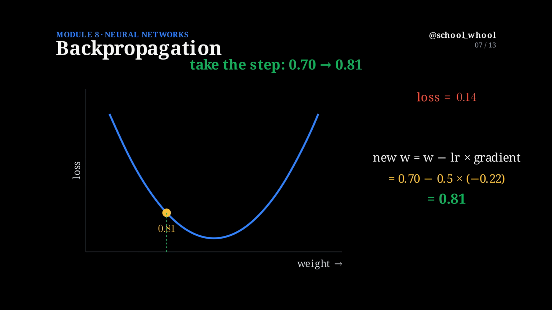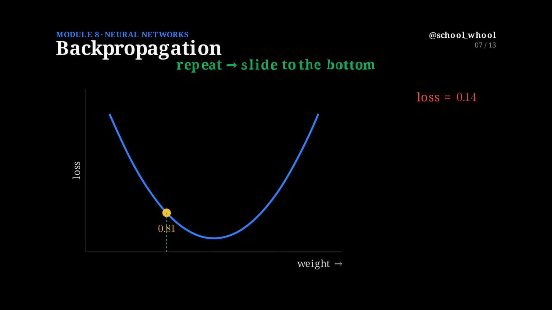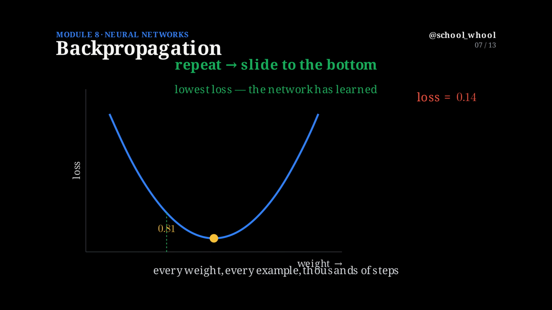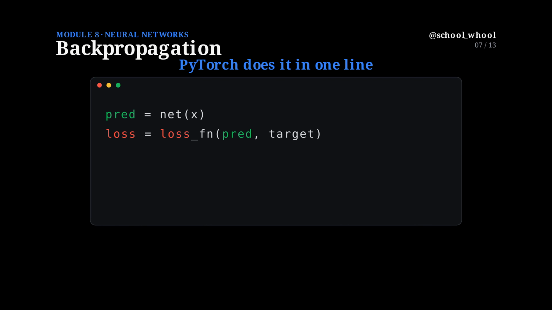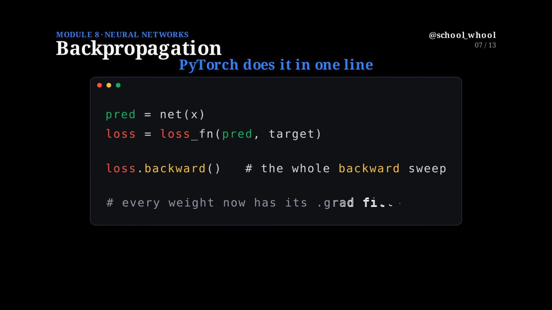Every weight gets its own gradient from the backward sweep, and every weight takes its own small step downhill. Repeat that over and over, across thousands of examples, and the whole network slides toward the bottom of the bowl, its lowest loss. That is training. In PyTorch, all of that hides behind a single line. You compute the loss, then call loss.backward. That one call runs the entire backward sweep and fills in a gradient for every weight in the network. You never work the chain rule by hand.